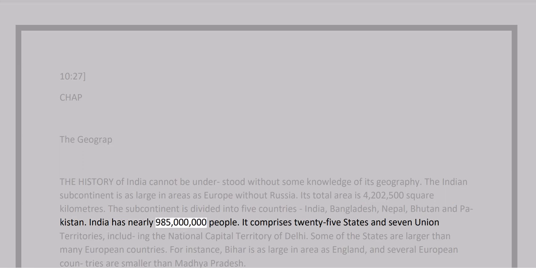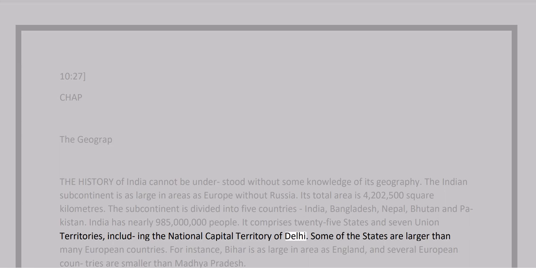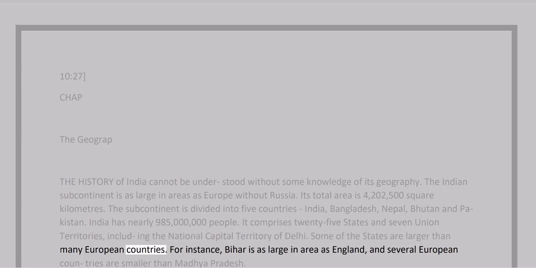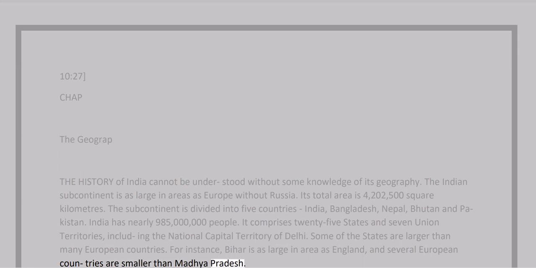India has nearly 985 million people. It comprises 25 states and 7 union territories, including the national capital territory of Delhi. Some of the states are larger than many European countries. For instance, Bihar is as large in area as England, and several European countries are smaller than Madhya Pradesh.